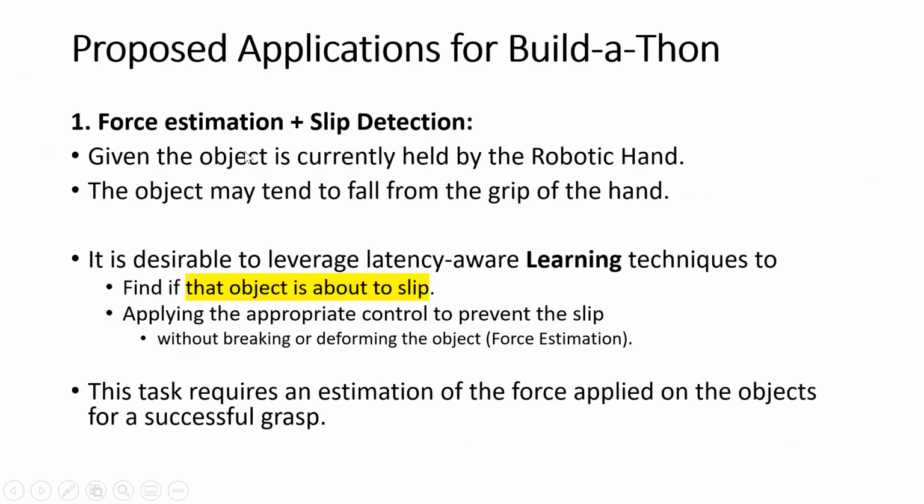So we will give you the base framework, or the starting point will be, that the object is already currently held by the robotic hand. The starting point will be completely described, even using the right parameters for that setup. What you have to do is find out if the object is about to slip. This will be done at the edge. And if you find that the object is about to slip, you have to apply the appropriate control to prevent the slip. This is the first problem.